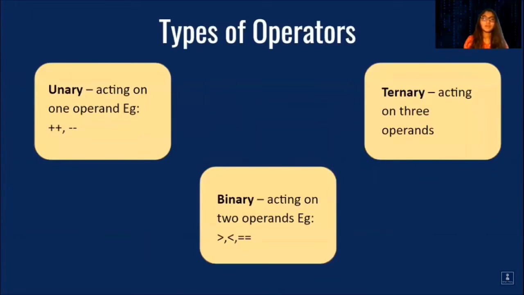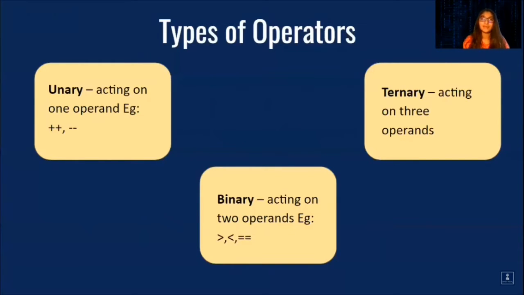When we consider the number of operands, there are 3 main kinds of operators. Operands are the number of data objects the operation is performed on or with. Unary operators, for example, act on one operand, which include the plus plus or the minus minus, which is the increment or the decrement operators. Binary operators are ones that act on 2 operands, like the equal sign or the greater than or the lesser than symbols. And then we go on to ternary operators. These are operators that act on 3 operands.